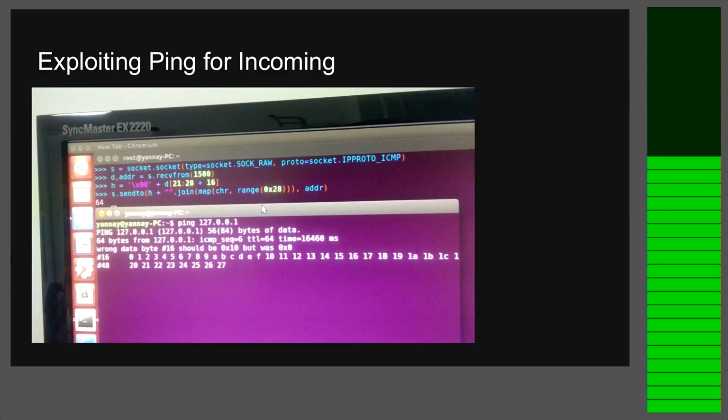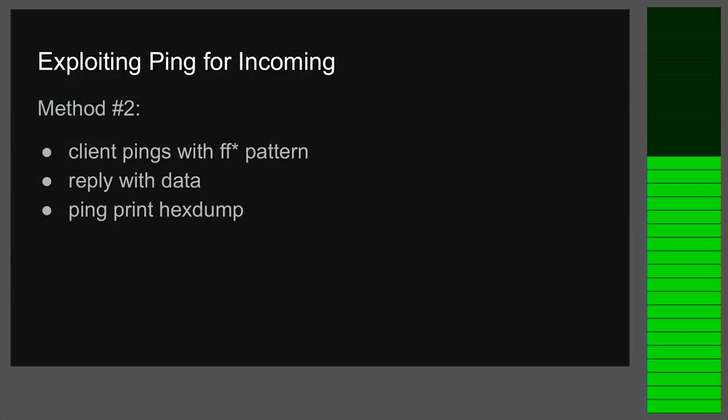Cool. So this is method 2, basically. The client just sends FFs. The server will reply with anything it wants, escaping the FFs. And Ping will just print the hex dump. The client can just do the reverse hex dump and get the result. So that's cool. And this is my method. And when I saw it, I wrote a quick demo of a reverse shell over this thing, like a reverse shell over ICMP, which requires no root.